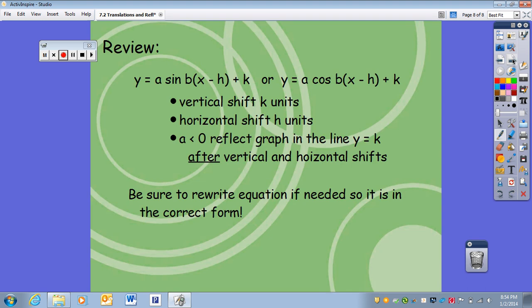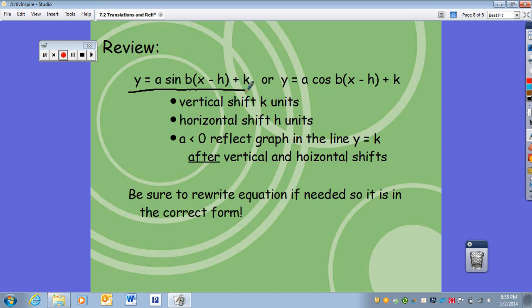In review, please make sure that you remember that our vertical shift is affected by the k, the horizontal shift is affected by the h. If our a value is less than 0, we need to reflect our graph over the line y is equal to k after we have taken care of the vertical and horizontal shifts. And then be sure to rewrite the function if it needs to be in the correct form. So if the b has been distributed, make sure that you factor or take the b back out.